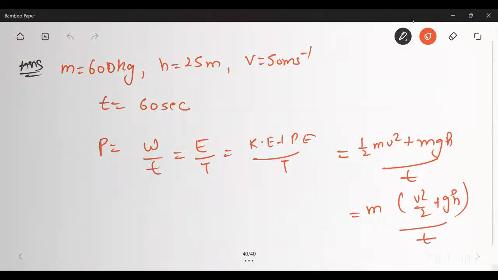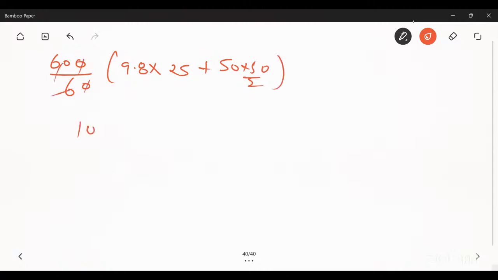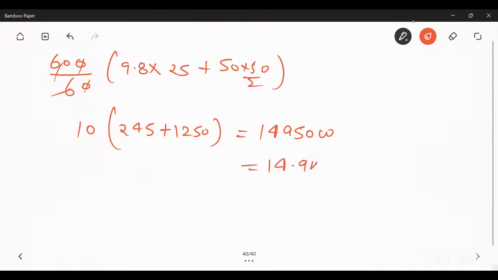Okay, you have to take g as 9.8. So m is 600, time is 60, gh. G means 9.8 into height 25 meter plus v square, 50 square by 2. So on solving, you will get 10 into 245 plus 1250. On solving, you will get 14950 watt as an answer, or you can say that 14.95 kilowatt is the power required. Okay.